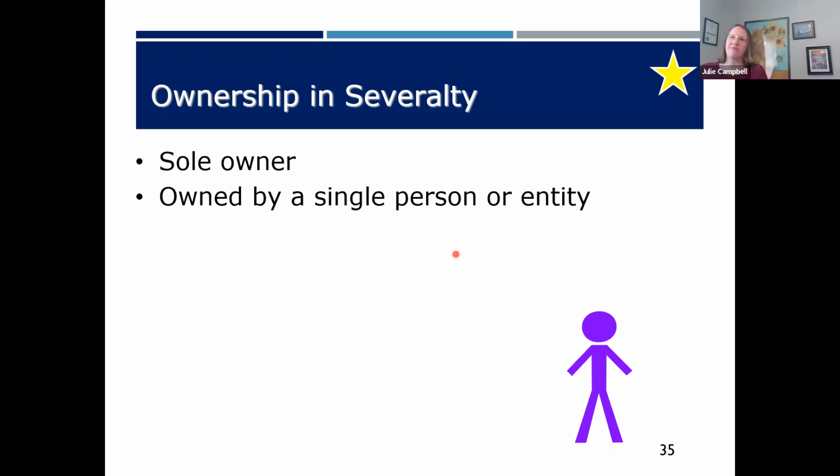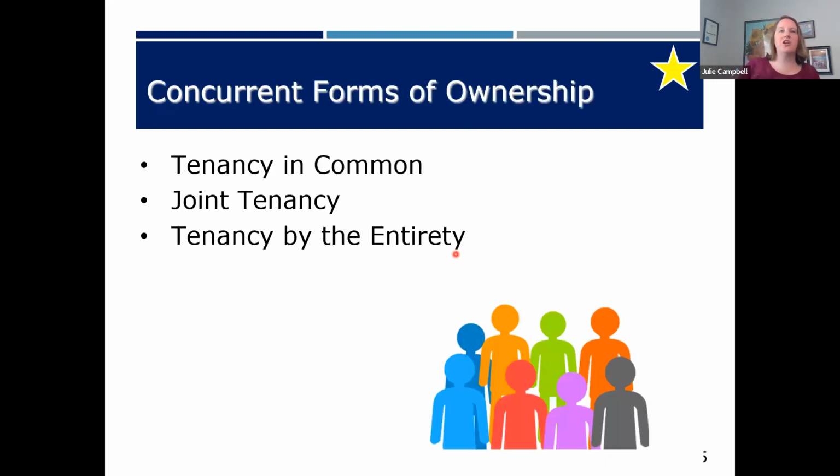So ownership in severalty, you're the sole owner. It's owned by one person or entity, one business. Concurrent forms of ownership are owned by two or more. It could be 2, it could be 3, it could be 200. Concurrent forms of ownership are owned by two or more.